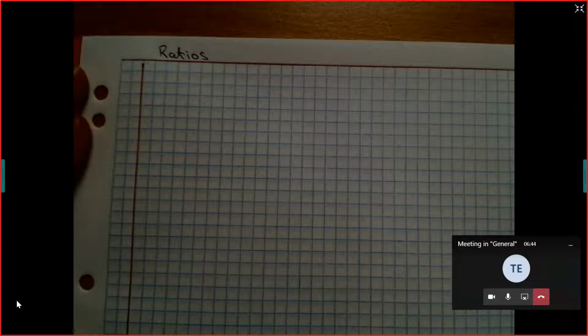I think I'll give it a formative grade. So it won't count towards your end of term grade, but you will get something that goes on Sentral and just tells you how you went with it. Alright, so this is the last bit of new content related to ratios, and we're going to look at proportions.